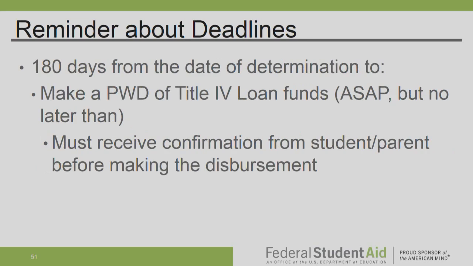Okay, and just one more reminder about the deadlines. You have 180 days from the date of disbursement when it pertains to direct loan funds to conduct a post-withdrawal disbursement if the student is indeed eligible for it. Okay?